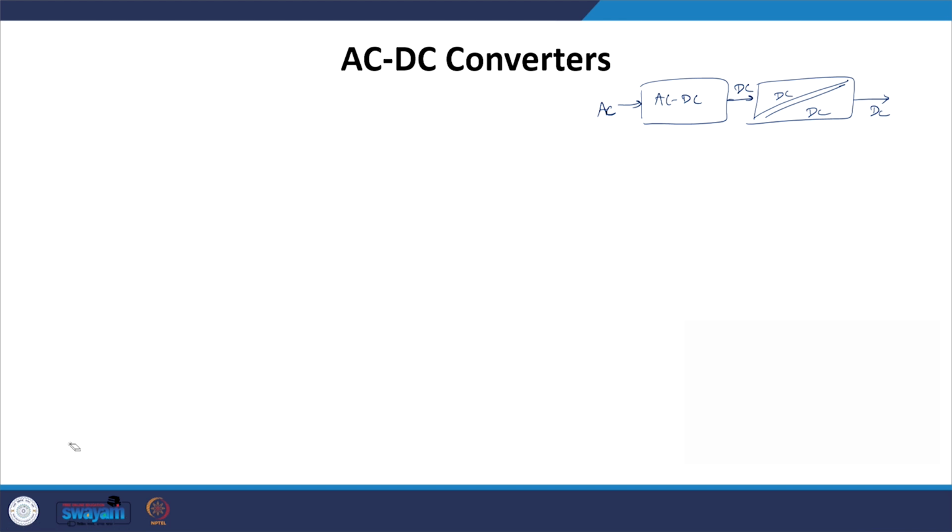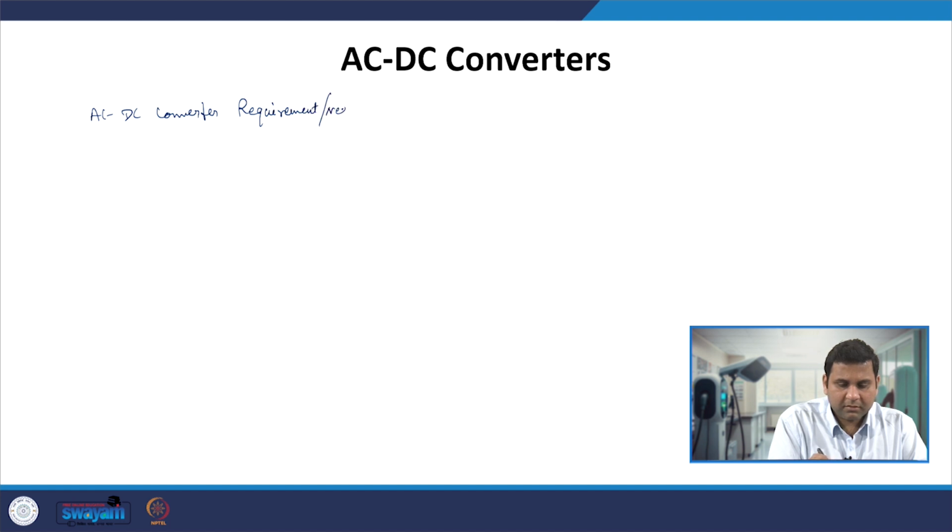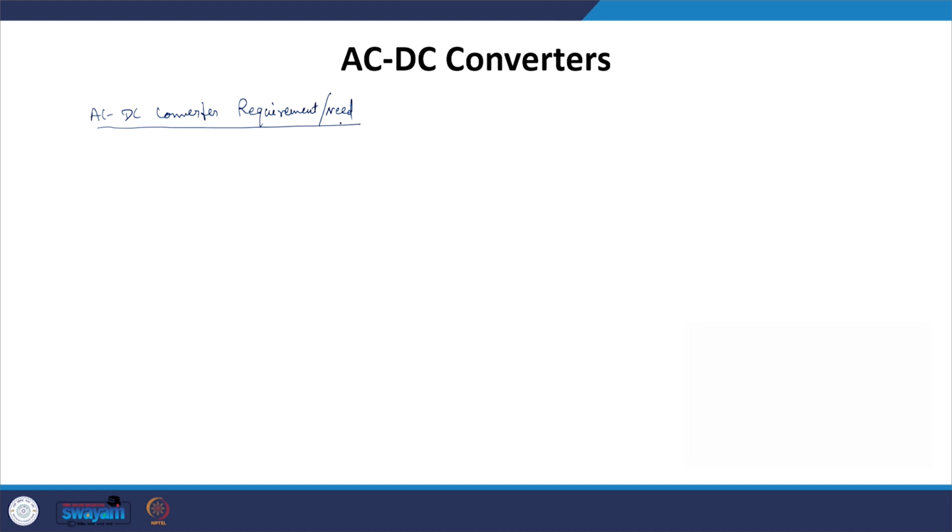Before starting that, let us see why we need an AC-DC converter, or what an AC-DC converter does and why it is being used in the power conversion unit. So, let us write AC-DC converter requirements or needs, you can say. So, why do we need an AC-DC converter?